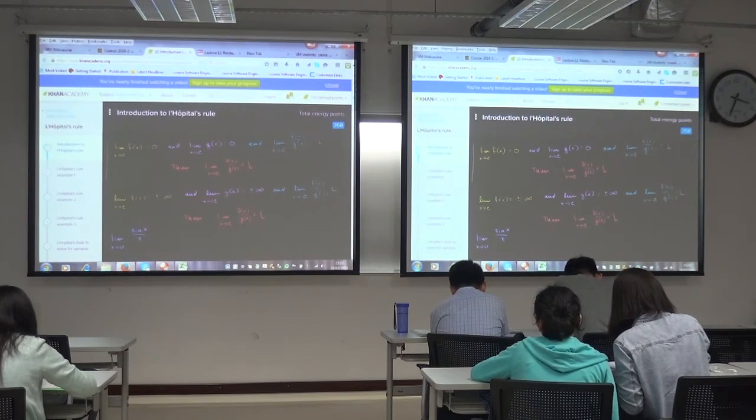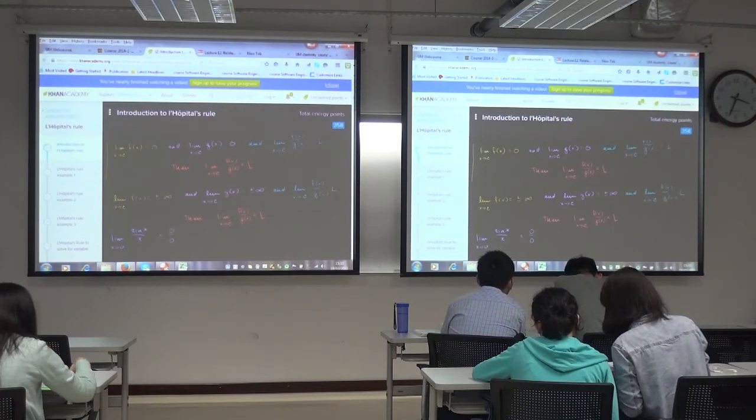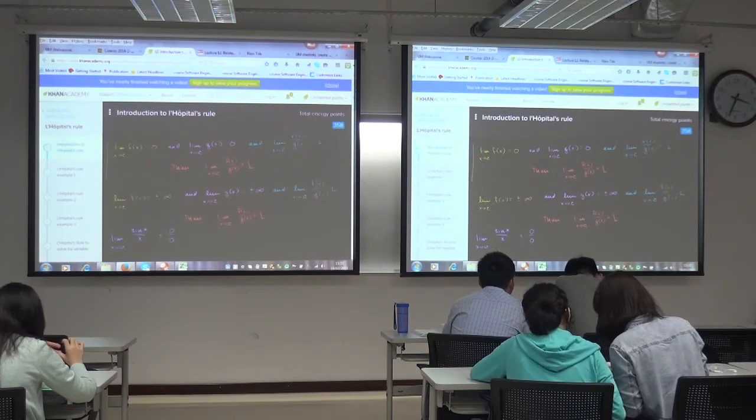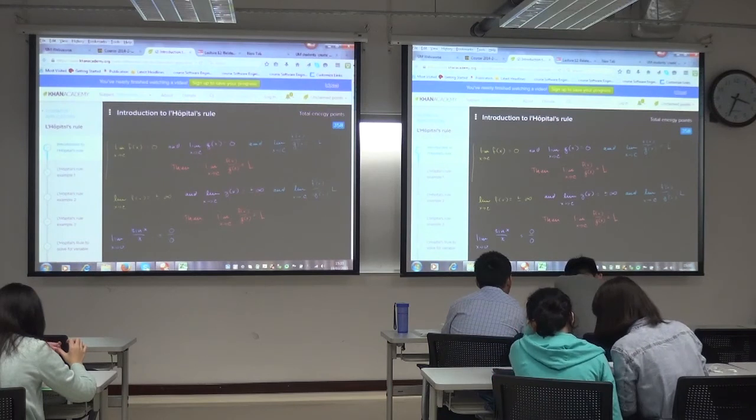Now, if we just try to evaluate it at 0, or take the limit as we approach 0 of each of these functions, we're going to get something that looks like 0 over 0. Sine of 0 is 0, or the limit as x approaches 0 of sine of x is 0, and obviously the limit as x approaches 0 of x is also going to be 0.